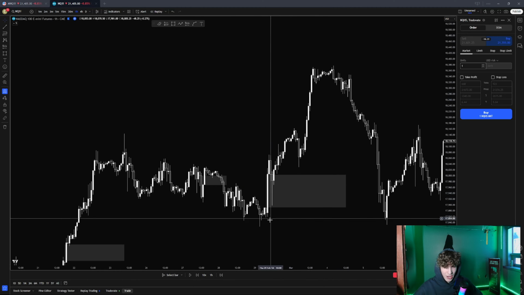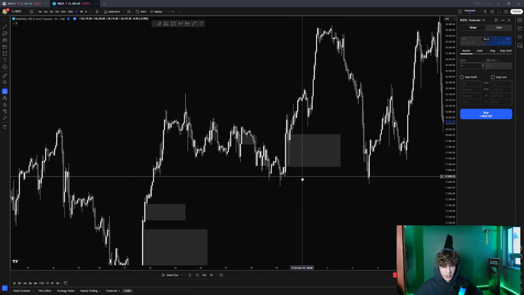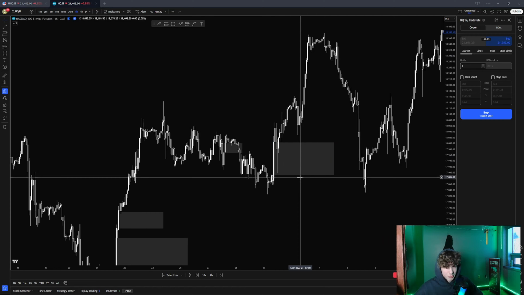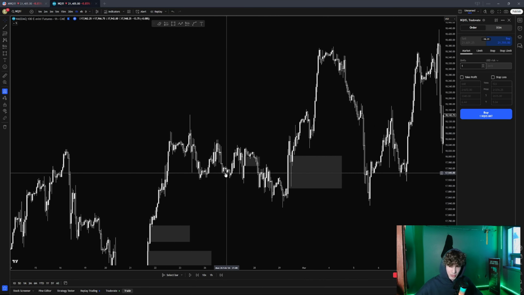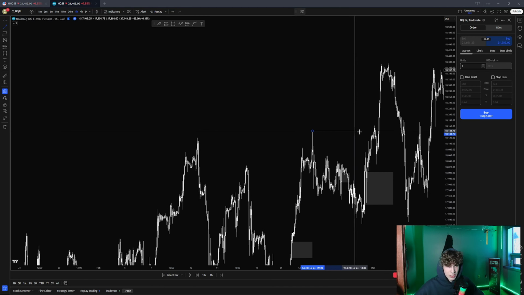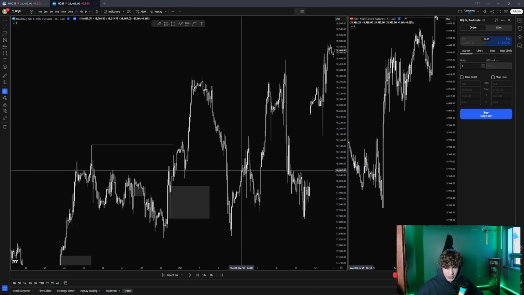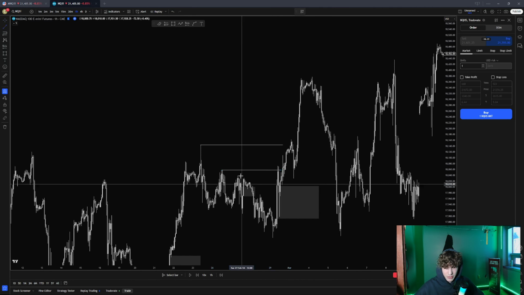Like, this is something high quality. This is fast moving. This is something I would take a trade off of because it is displacing. It's bigger than all the other gaps, and we have external liquidity above. Look at all this. Bang, I can mark this out all day, you know.